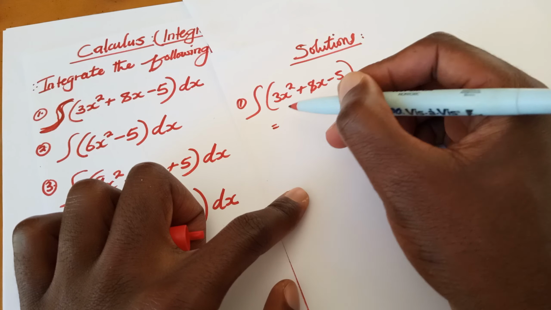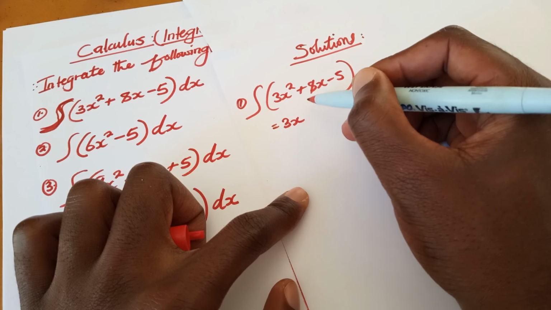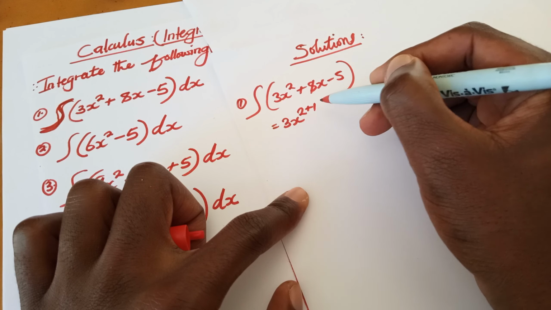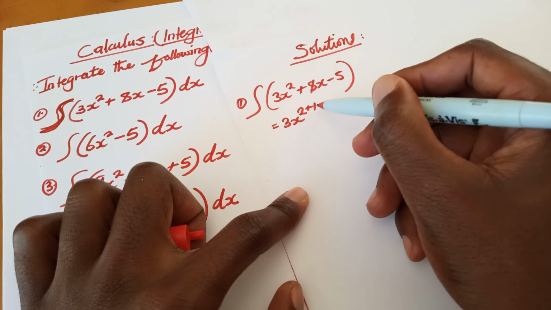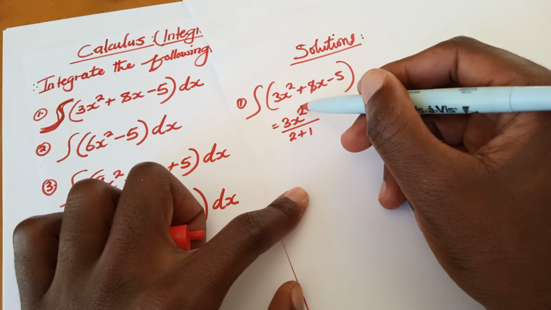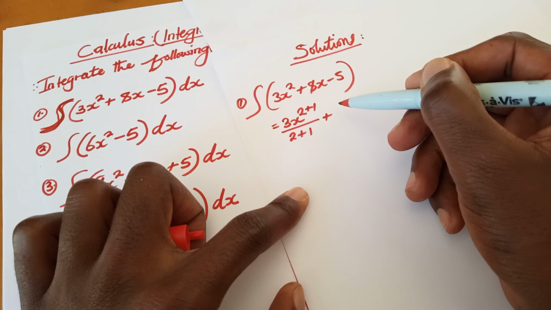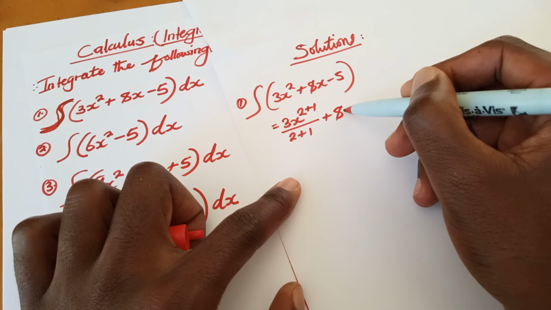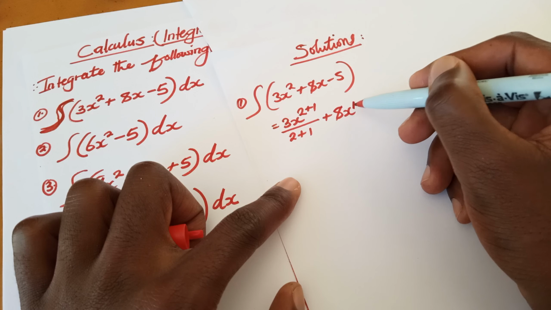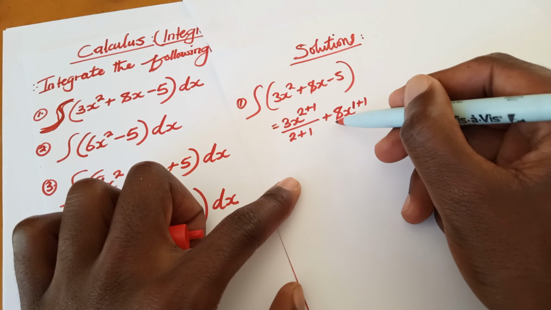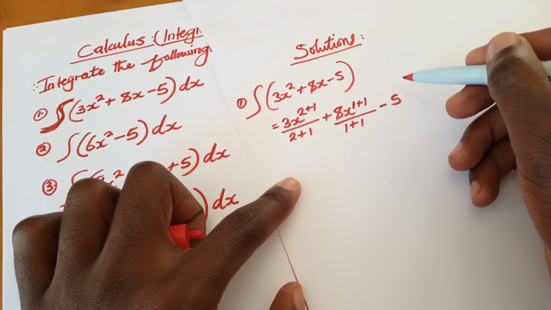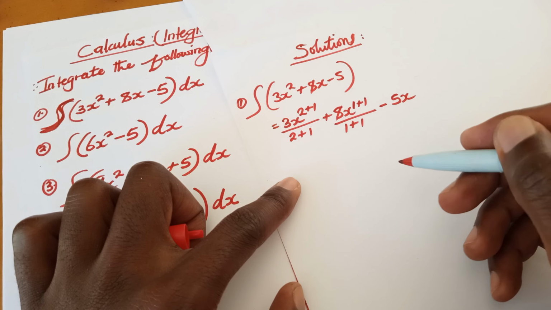So this will be equal to 3x to the power of 2 plus 1, so we add the plus 1 there, and what we have done here, we also say over 2 plus 1, written as a denominator. For 8x, where you have not been given the power, there's an invisible 1 there. So we say 1 plus 1, even at the bottom there, minus this 5, the constant, you add the x.